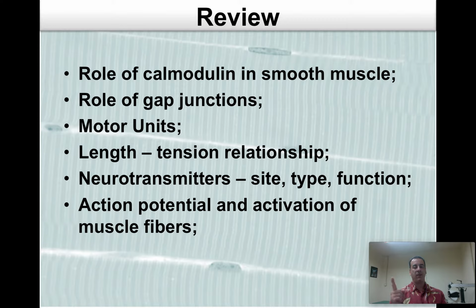Okay, in order for a muscle to contract, you need to have an action potential. Where does it come from? What propagates it? And where does it start from? I guess I said that right.